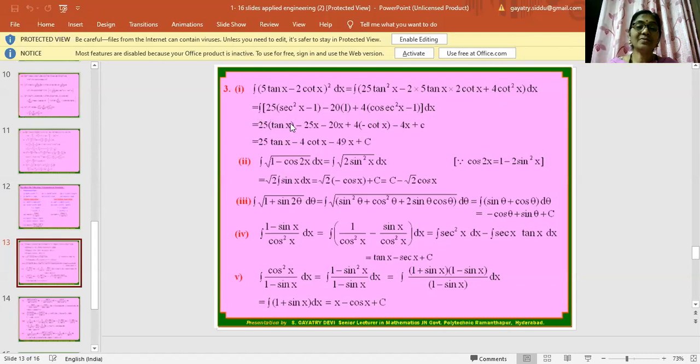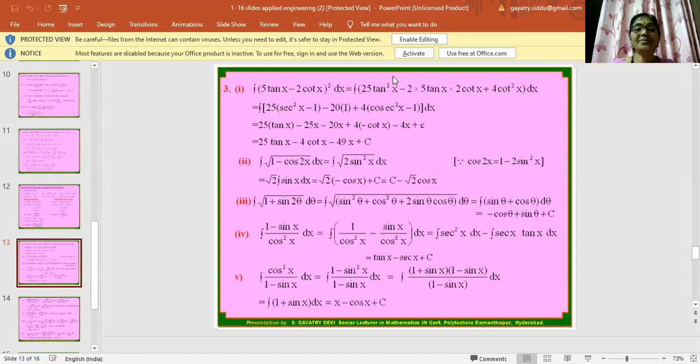25 into integral secant square x is tan x. 25 into integral of constant is x, minus 20, integration is 20x. And 4 cosecant square x integration is 4 into minus cot x. Minus 1 constant integration is giving you x. It is multiplied with 4, so minus 4x. Finally, we are getting 25 tan x minus 4 cot x. Total together minus 49x, that is 25, 20 and 4. Minus 49x plus c.